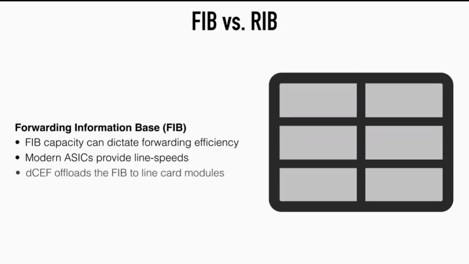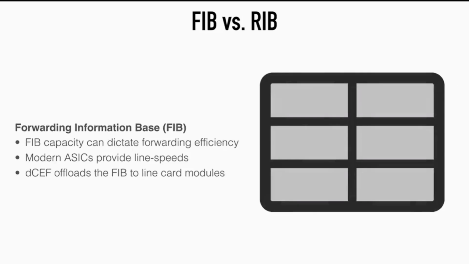On Cisco routers that have the ability to use distributed CEF or DCEF, a copy of the FIB would be applied to each of the line card modules. This again is another way that the CPU is offloaded in order to increase the amount of traffic that the device can handle without affecting performance.